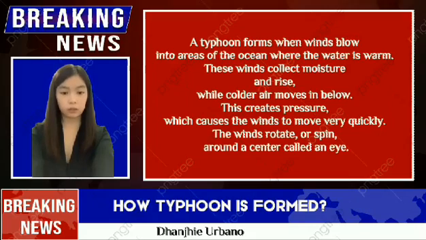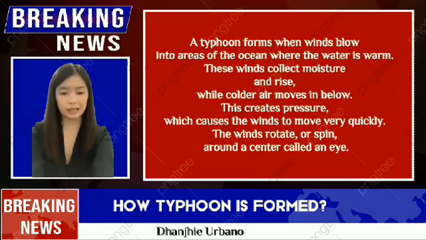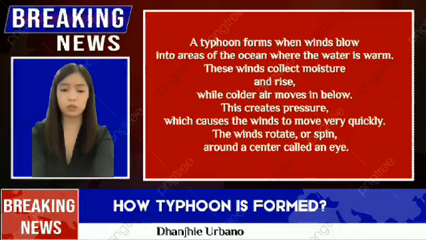Now let's proceed to how a typhoon is formed. Typhoons form when winds blow into areas of the ocean where the water is warm. These winds collect moisture and rise, while colder air moves in below. This creates pressure which causes the winds to move very quickly. The winds rotate or spin around a center called an eye, and that's how a typhoon is formed.